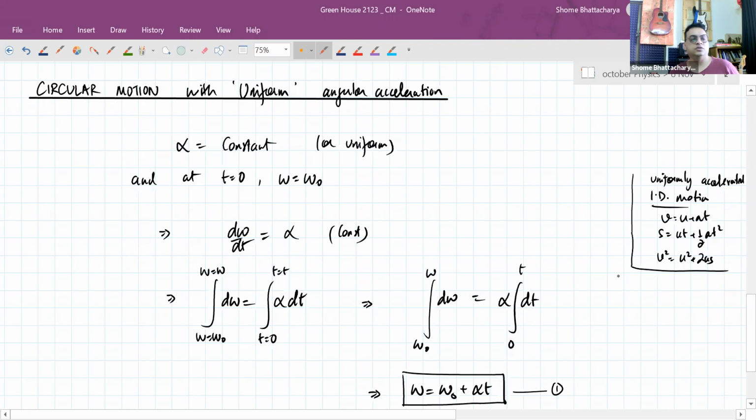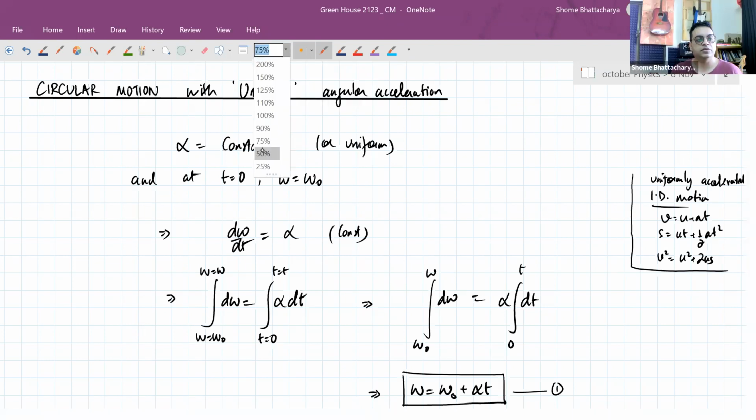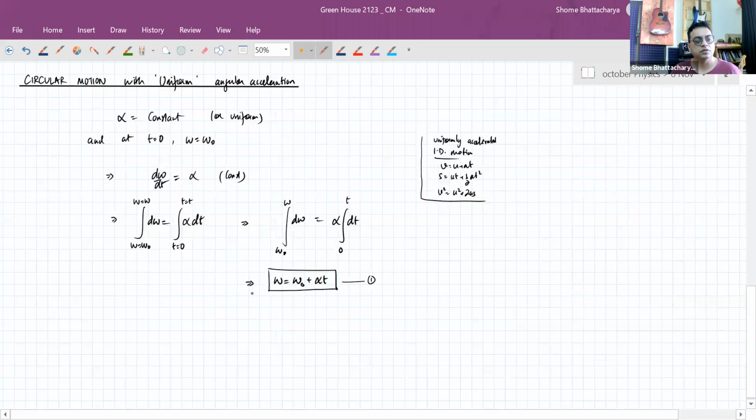See, we'll get equivalents of these equations now. So these are just kinematical equations, right? Yes, these are kinematical equations for a specific situation, in this case when alpha is constant, because we can only use this when we have a circular motion with uniform alpha.